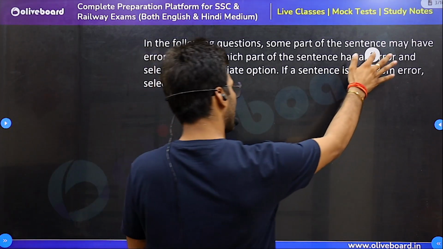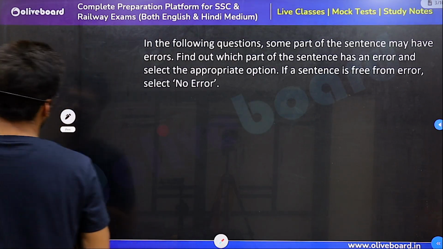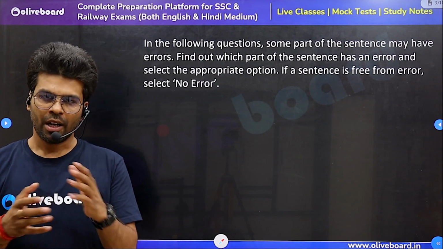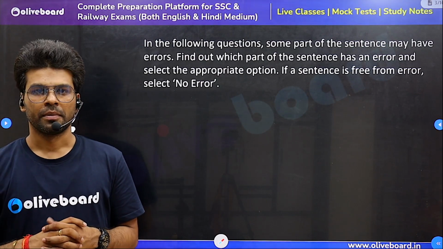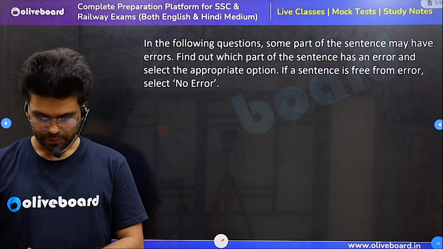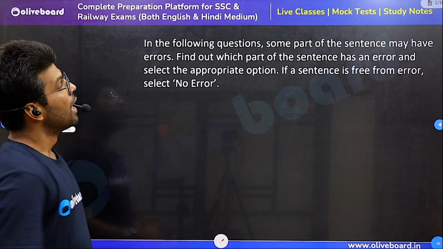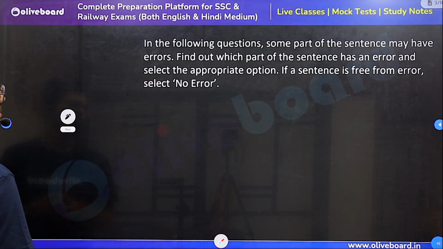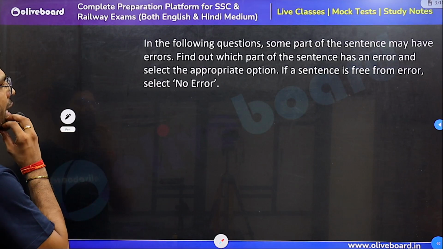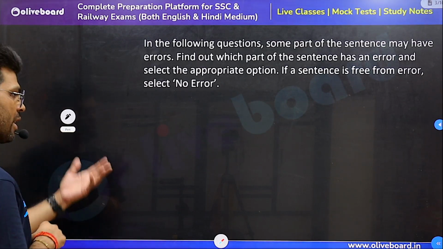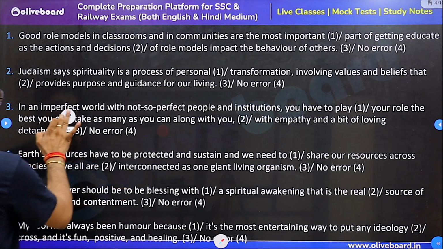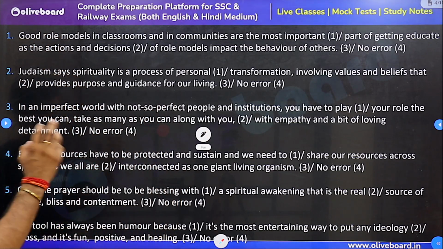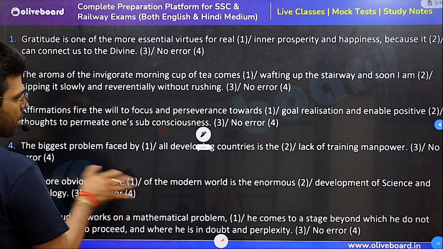Have a look at the instructions: obviously, spot the error. I'll show you the questions. You analyze them properly, and I will explain all at once. In the following questions, some part of the sentence may have an error or errors. Find out which part has an error and select the appropriate option. If there is no error, say no error. I won't disturb you. Just go through these 5 or 6 on your screen now. I'll explain these, then we go ahead step by step, slide by slide.